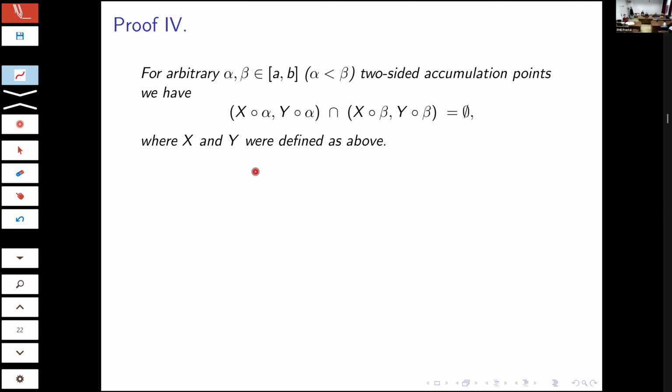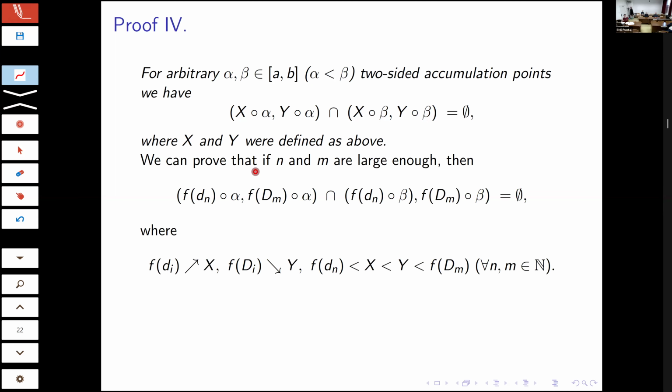And now this is the main observation. If you take any two different two-sided accumulation points alpha and beta, then the interval (X composition alpha, Y composition alpha) and the other interval (X composition beta, Y composition beta) are disjoint. And this is the heart of the proof. And how can we prove it? We change X and Y to dyadics, with a somewhat similar idea to Acel's argument. We can prove that for large enough N and M, these two intervals are disjoint.